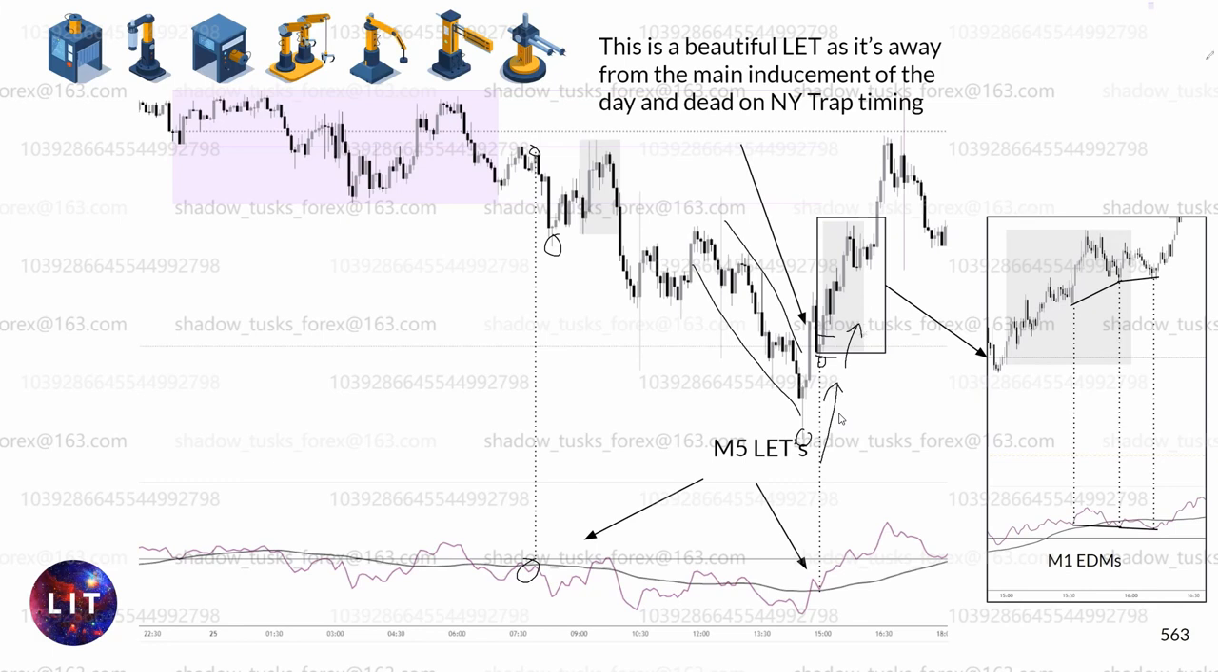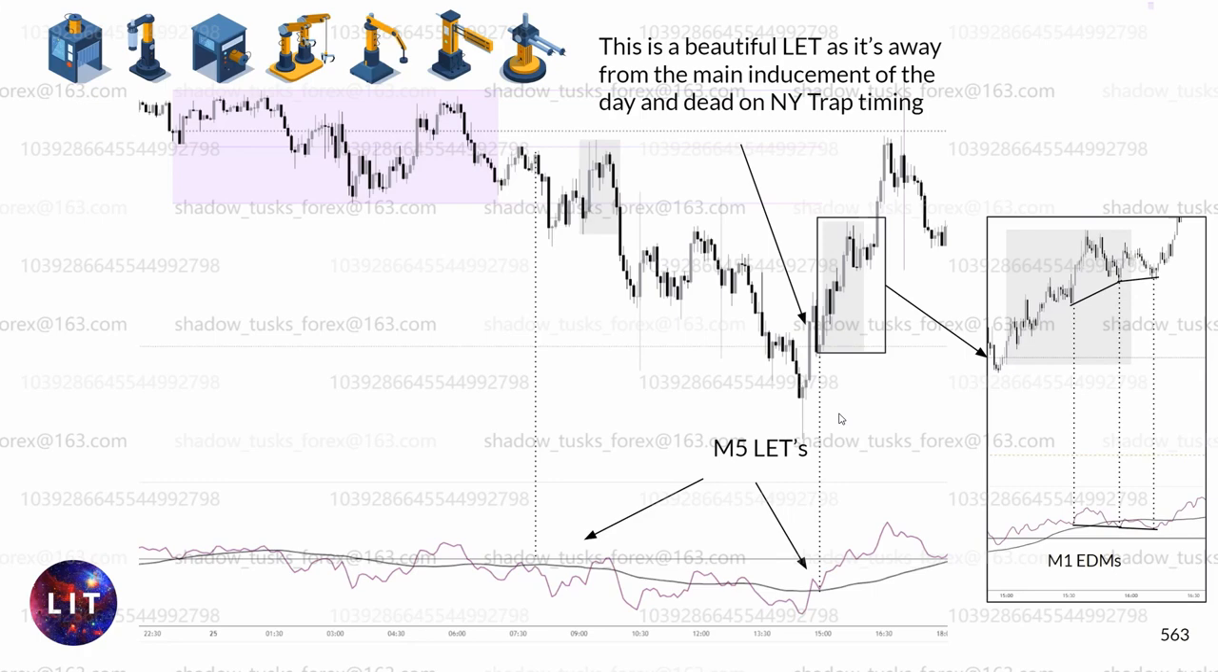And then after that, we're still trading away from the inducement. We haven't induced anything to the high side yet. Then we get our M1 EDMs, boom, like this and like this. Trade that up to here. Personally, probably wouldn't take these EDMs, but this one right here, oh, that would be a very, very nice trade.